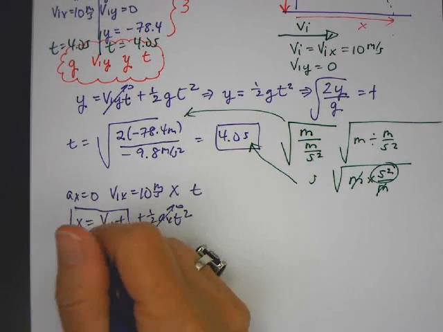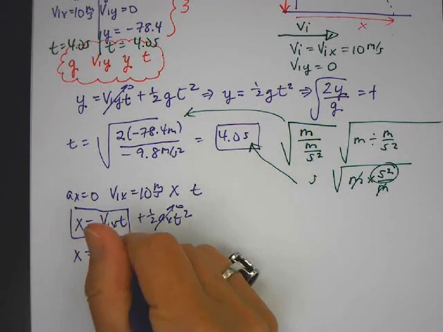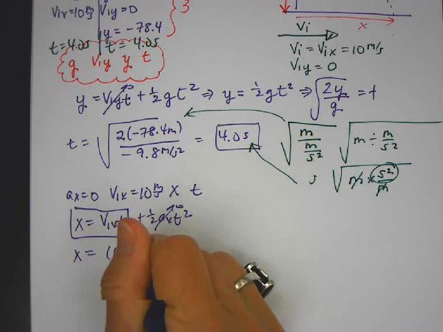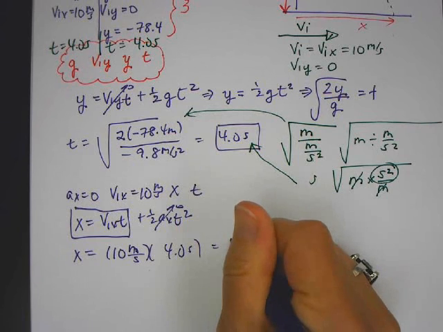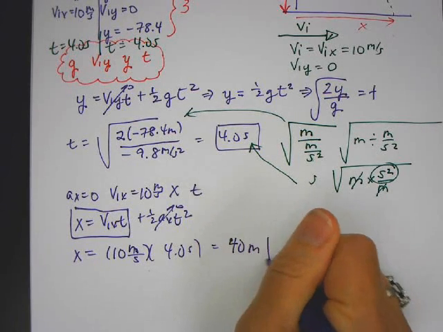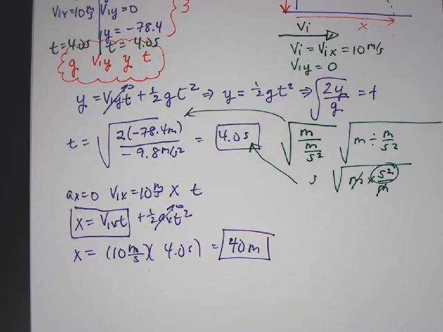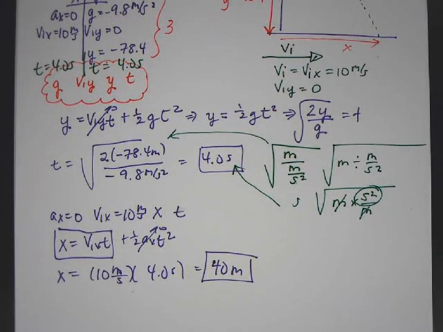Okay? So now we substitute in our values. vix is 10 times the time, which is 4. And I can do that in my head. 10 times 4 is equal to 40 meters. And that's it. So we did a lot of these problems. So you should have no problem doing something like this. Okay? Because we did a lot of practice of these.